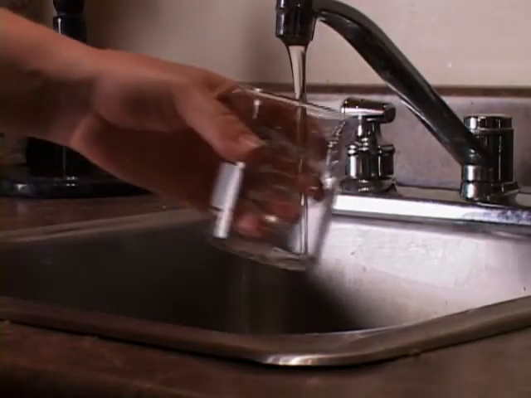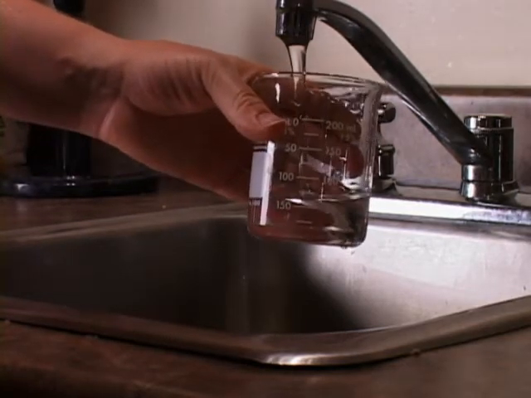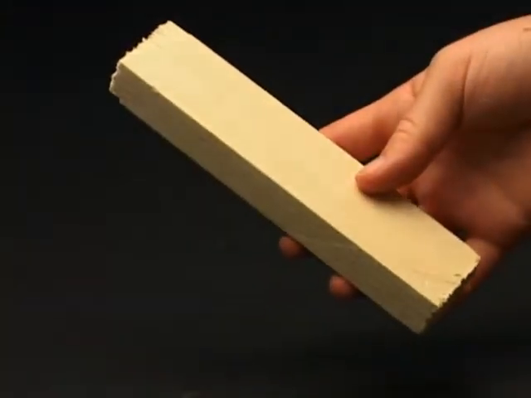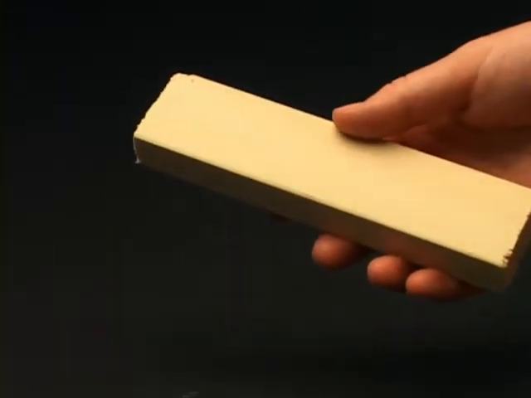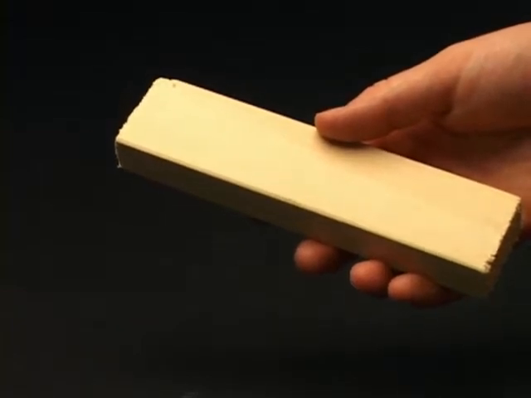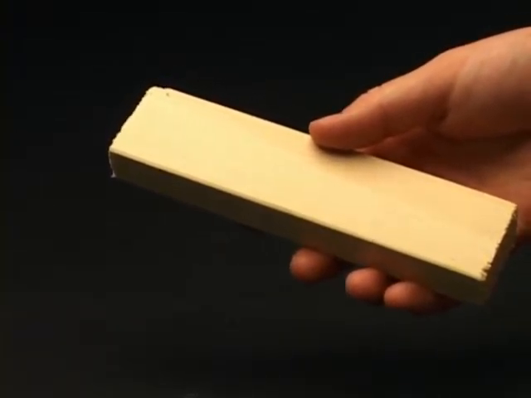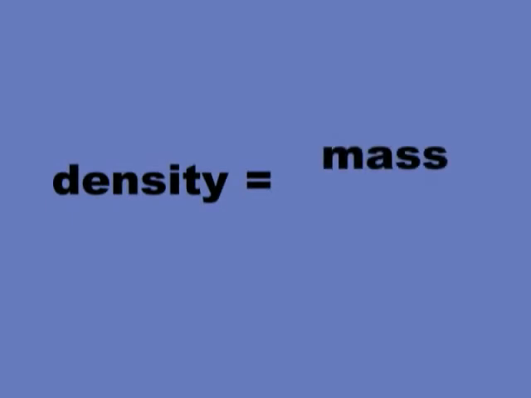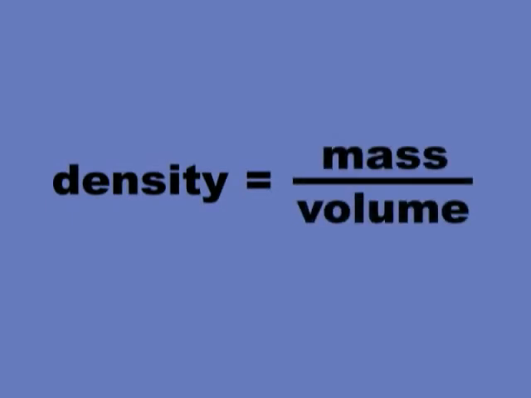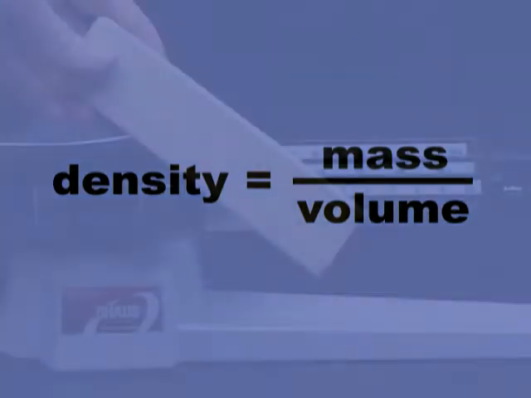Since we know that water has a density of 1 gram per cubic centimeter, how could we find out if a block of wood will float without placing it in water? We already discussed that density is the amount of mass per unit of volume. This can be expressed as a mathematical formula where density equals mass divided by volume. Therefore, if we know the mass and volume of the piece of wood, we can compute its density.